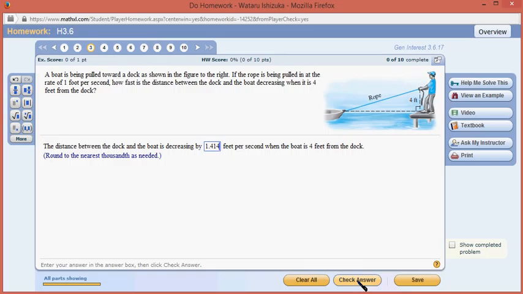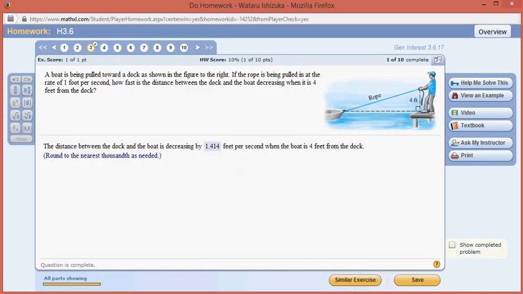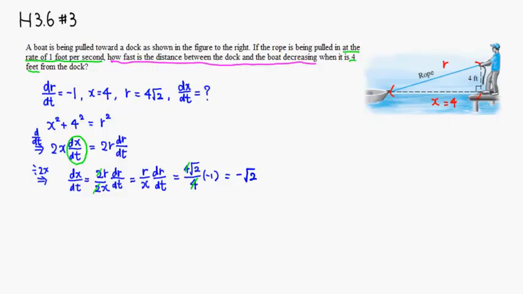Let's check the answer. Got that. That's it. I hope that this was clear.